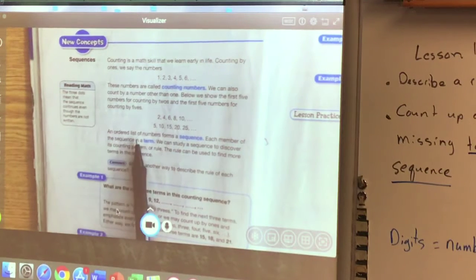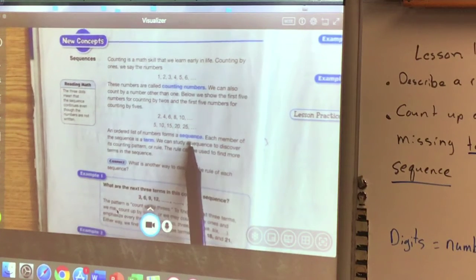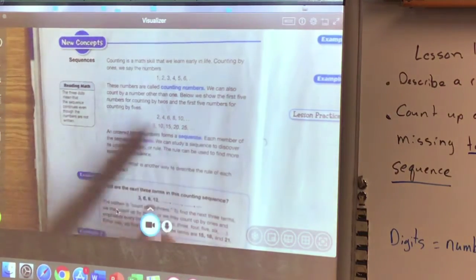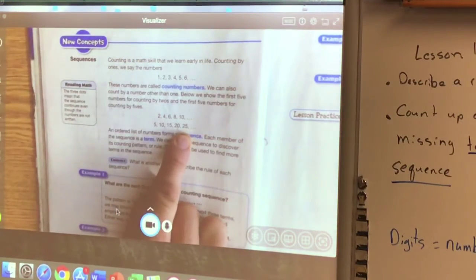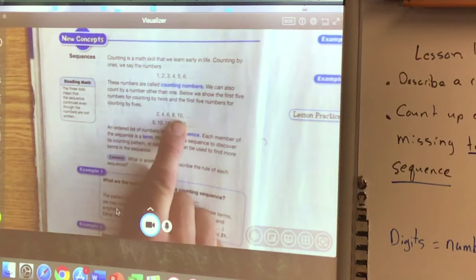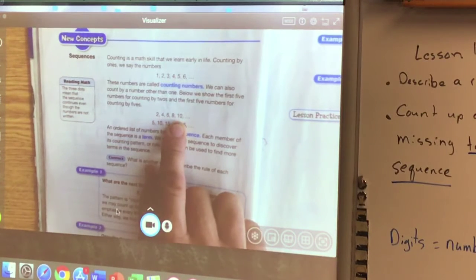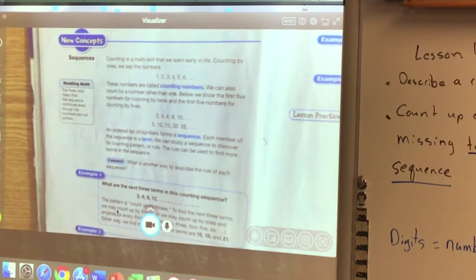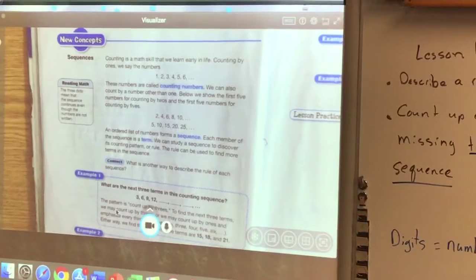An ordered list of numbers forms a sequence. Each member of a sequence is called a term. So just number 25 right here is a term. Number 4 in 1, 2, 3, 4, 5 terms. And if they wanted you to give 3 more, you'd keep going. 12, 14, 16 would be the next 3 terms.